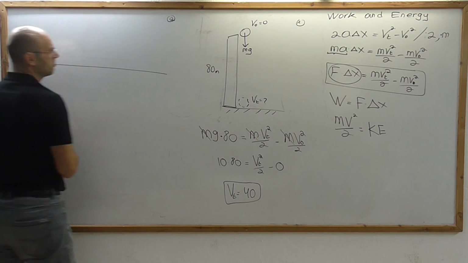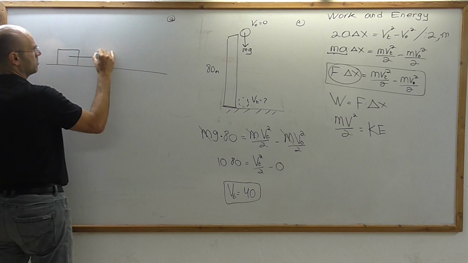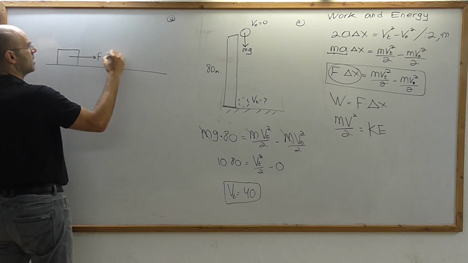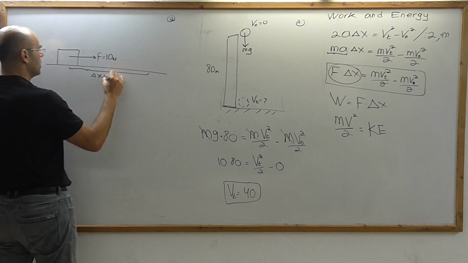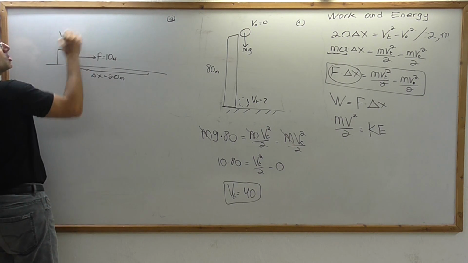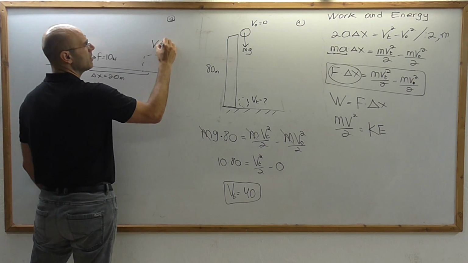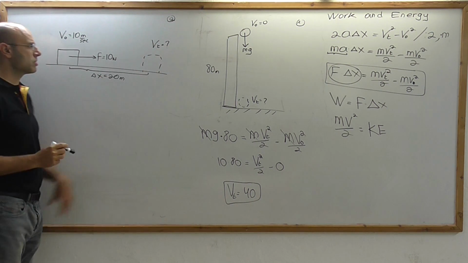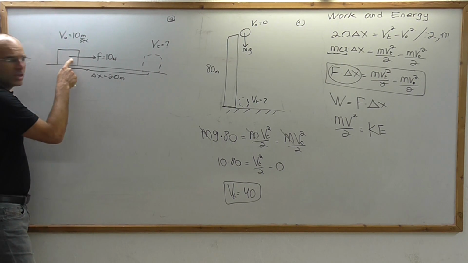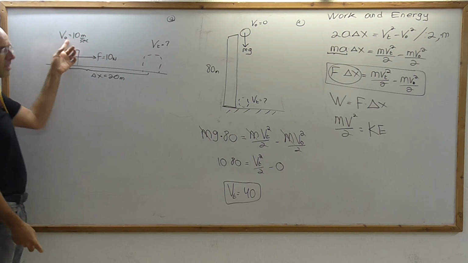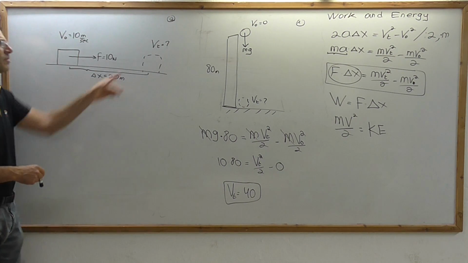Let's say I have a mass here, and I pull it, doesn't matter, with a force of 10 newtons in a direction of, let's say, 20 meters. And let's say the initial velocity of this mass is 10 meters per second. And I want to know when it reaches here, what will be the final velocity. Again, I can do it with our knowledge in kinematics and forces. I can find the acceleration, and when I find the acceleration, I have the initial velocity, I have the acceleration, I have the distance. I can use the kinematic equations and find the velocity here.